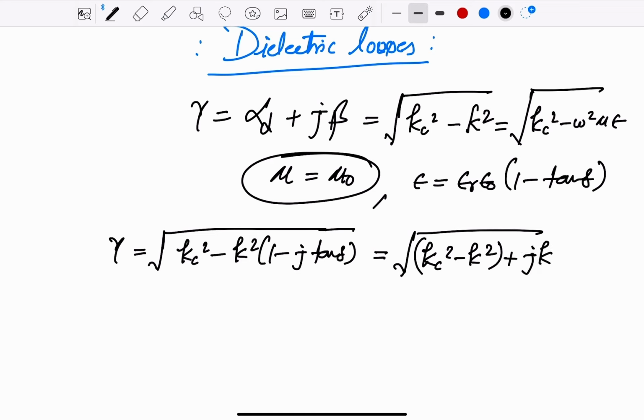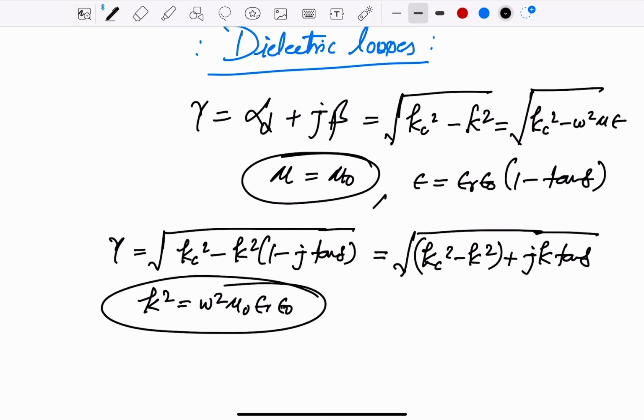Fine. Okay, so this k square, particularly omega square mu naught epsilon r and epsilon naught, is the square of the real wave number for the dielectric without these other terms. Now once again we can rearrange this equation and conclude some things here. Let me take a new page.